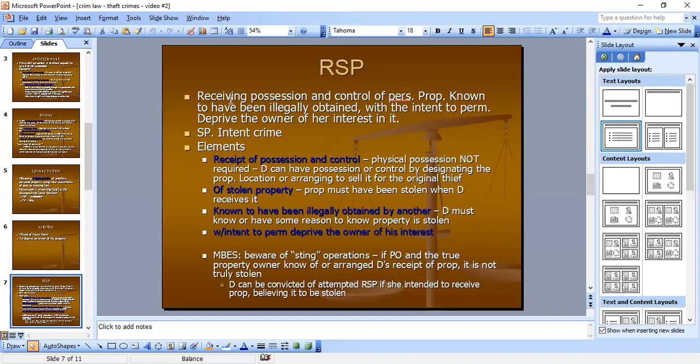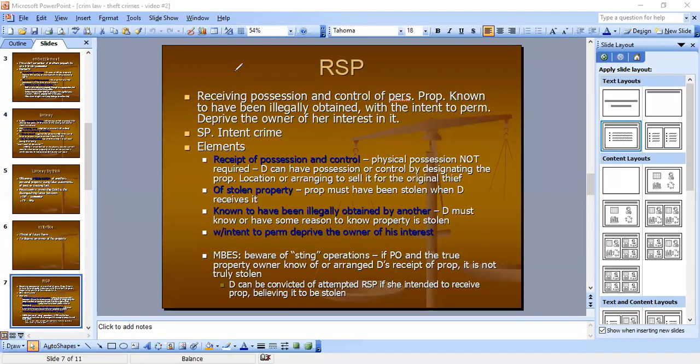Here's the actual rule: receiving possession and control of personal property known to have been illegally obtained with the intent to permanently deprive the owner of her interest in it. Okay, this is a specific intent crime. The elements are receipt of possession and control of stolen property known to have been illegally obtained by another with the intent to permanently deprive the owner of his interest.